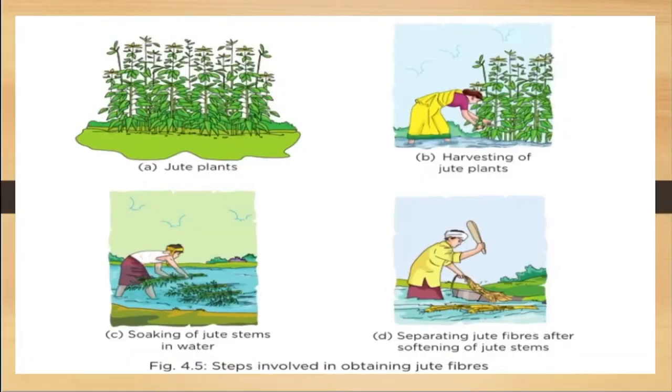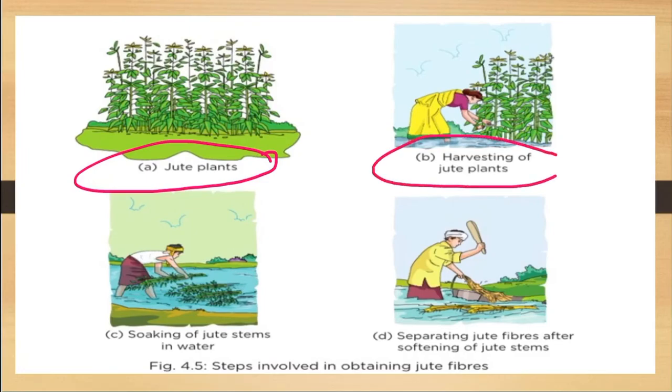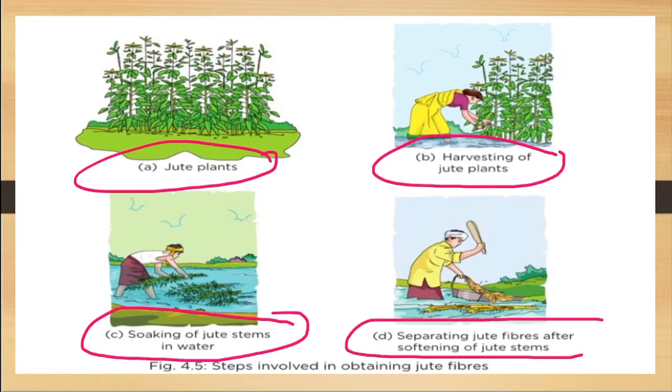Now let's have a look at the pictures in a short manner. This is a jute plant in the flowering stage. Here harvesting is being done. Here is soaking of jute stems in water, basically in a pond. Here is the separating of jute fibers after softening of the jute stems. Similarly, the fibers are being separated. These fibers will be sent to the factories, where yarn will be made from the fibers, and then fabric from the yarn.